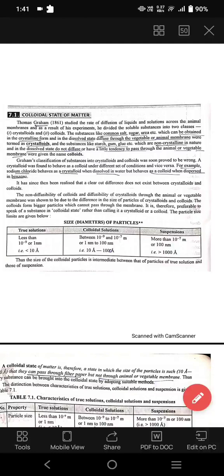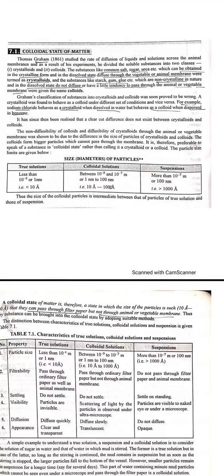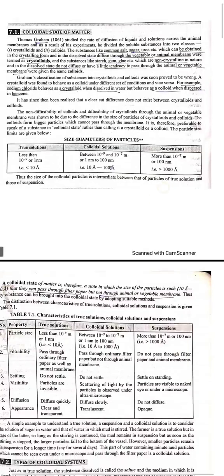So we have true solutions, colloidal solutions, and suspensions. In true solution, size is less than 10 raised to power minus 9 m or 1 nanometer. In colloidal solution, between 10 raised to power minus 9 and 10 raised to power minus 7 m, or 1 nanometer to 100 nanometer, and in suspensions more than 10 raised to power minus 7 m or 100 nanometer. Thus, the size of the colloidal particles is intermediate between that of particles of true solution and those of suspensions.